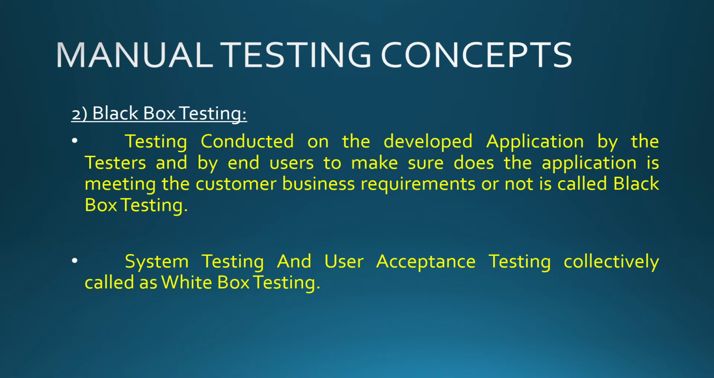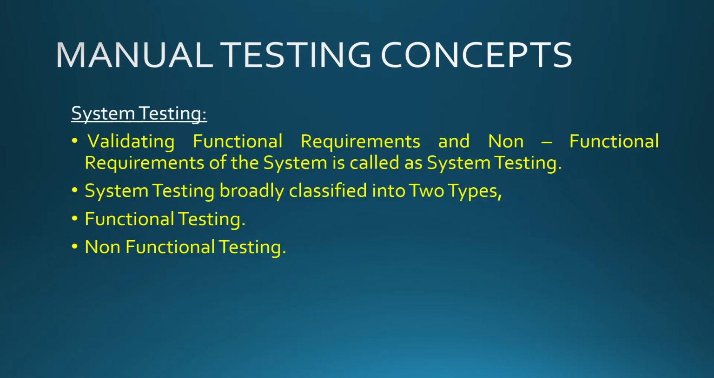So under that, we are going to discuss system testing now. Here system testing means validating functional requirements and non-functional requirements. System testing can also be classified into two types. The first one is functional testing and the next one is non-functional testing.